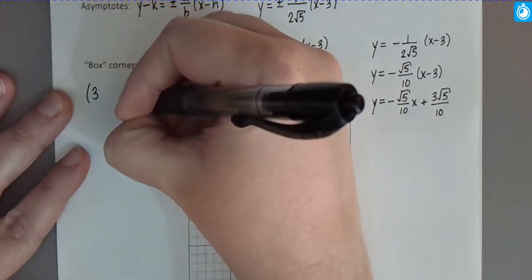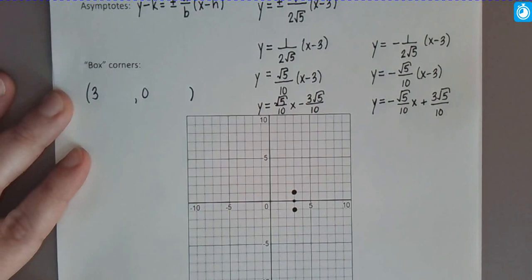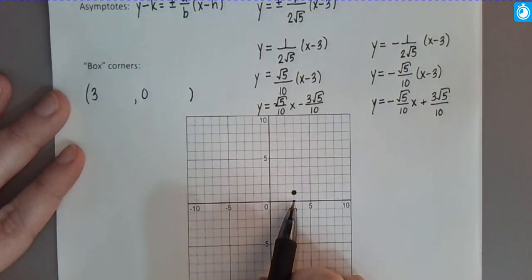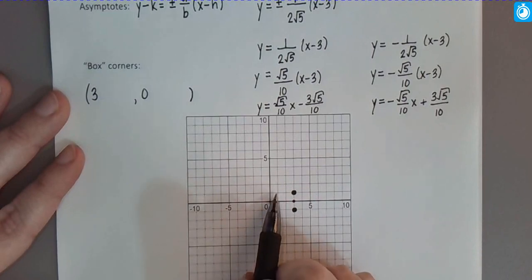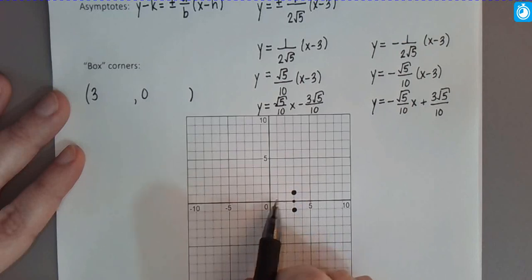I'm going to leave some space after each coordinate. Okay, and then I want to think about what's going to happen as I translate from my center to the corners of this particular box. So what am I doing? How far am I traveling horizontally? How far am I traveling vertically?